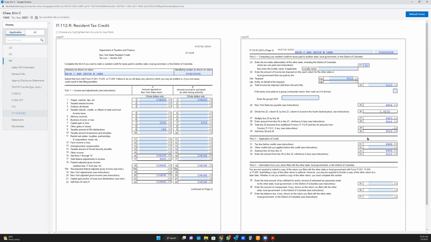Now, what will the credit equal? Well, we're going to look at DC quite literally, reconstruct what the DC tax return says, what the taxpayers have been taxed on, okay? And we're going to tell how much they have actually prepaid.